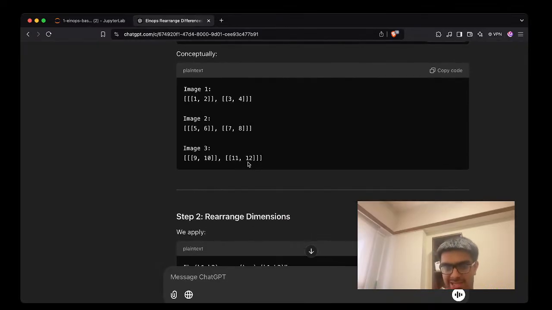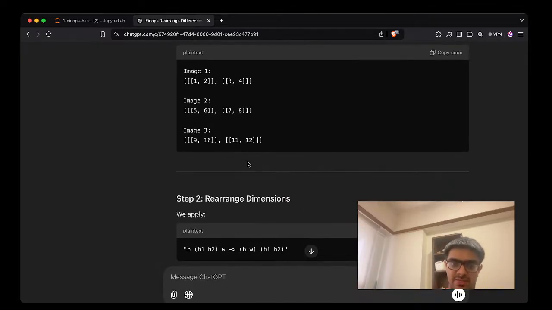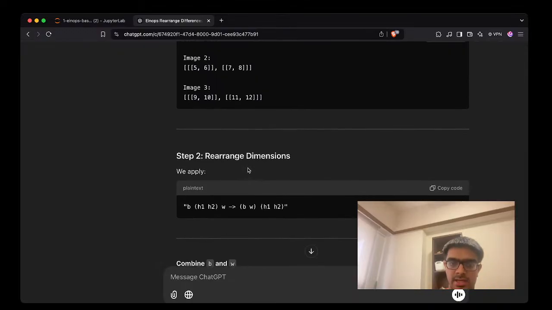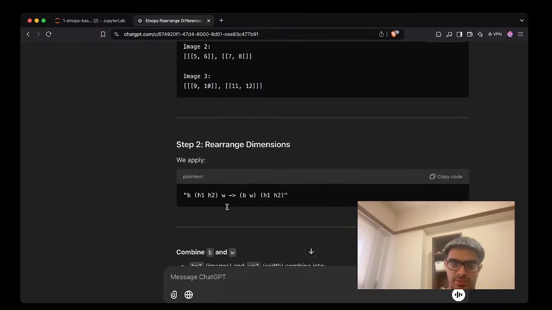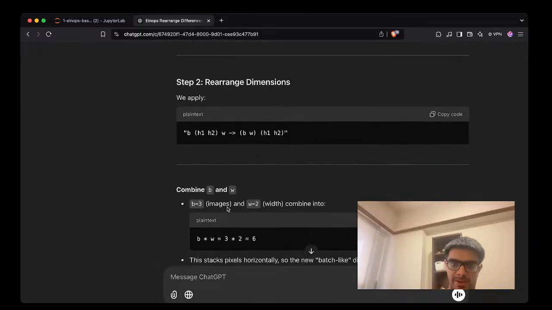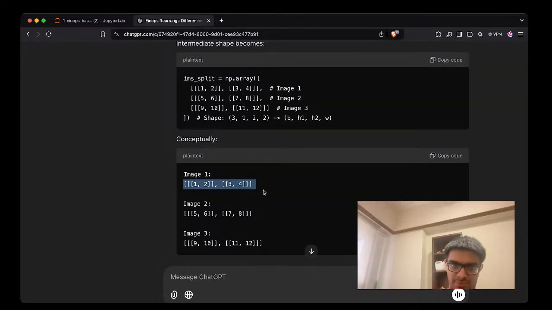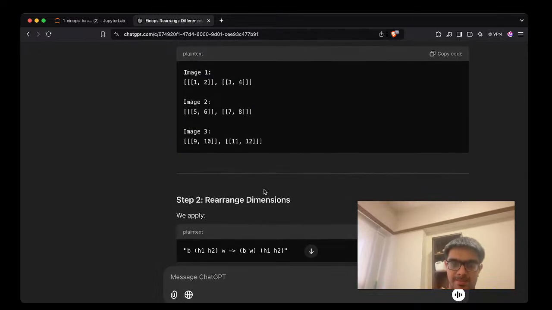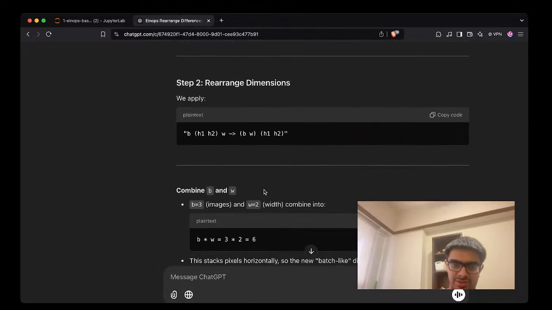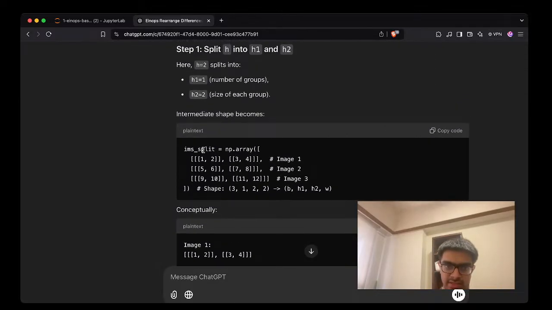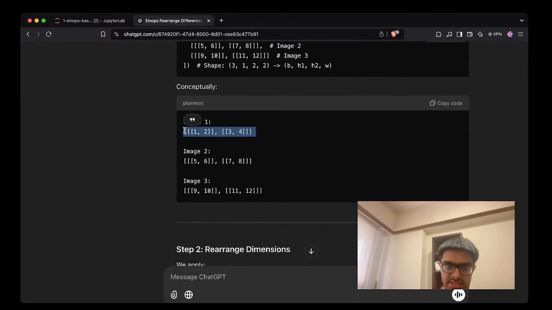Conceptually, yeah, now I get it. Rearrange dimensions. Now we have that, right? Becomes BW. So we combine B and W, most annoying. So across each image, we have image 1, okay? BW. So 3 times 2, which is 6. Okay, I get that. Which means that we stack the pictures horizontally, pixels horizontally. Okay, what does that mean? BW. So B is over here. Right, across an image is this, right?